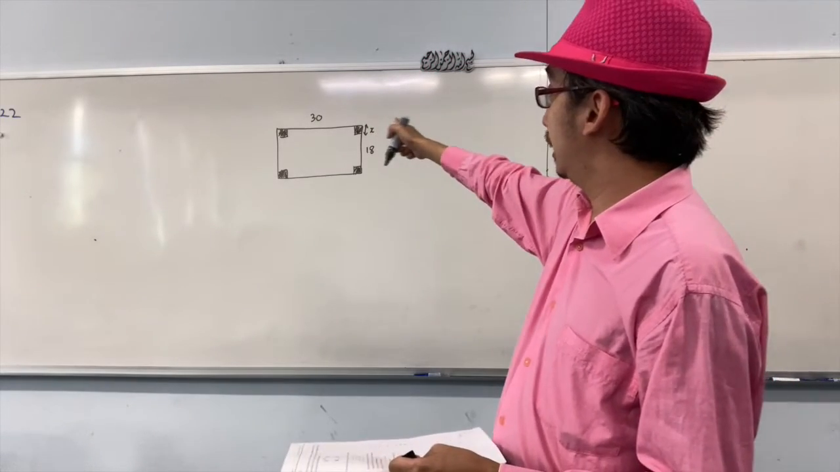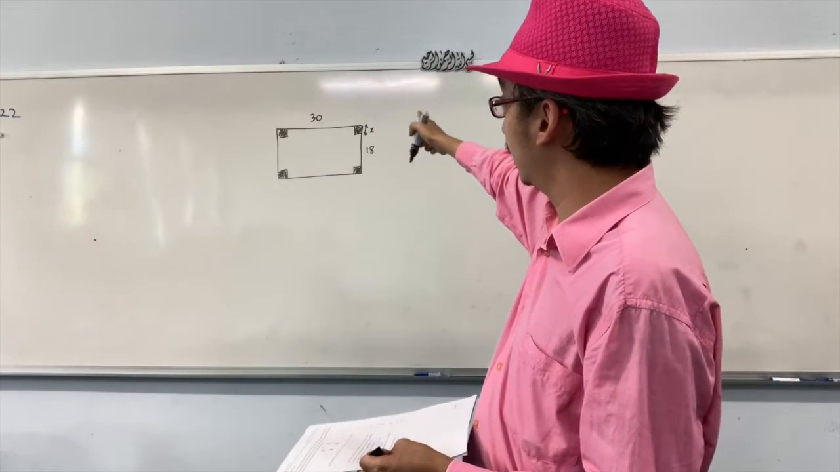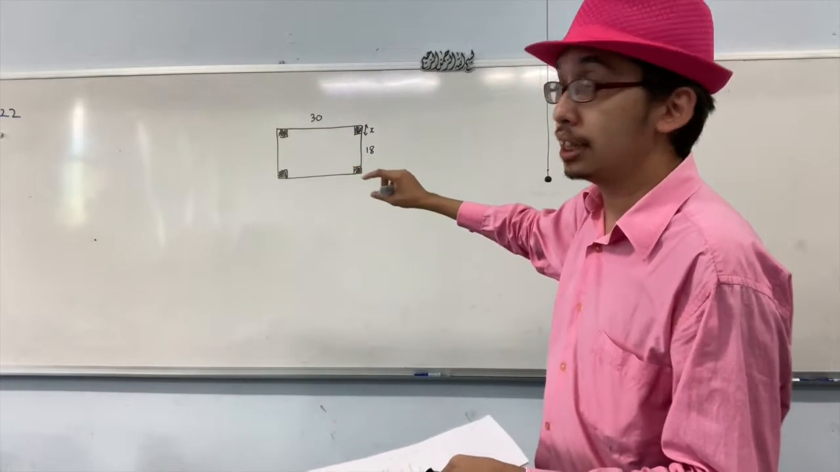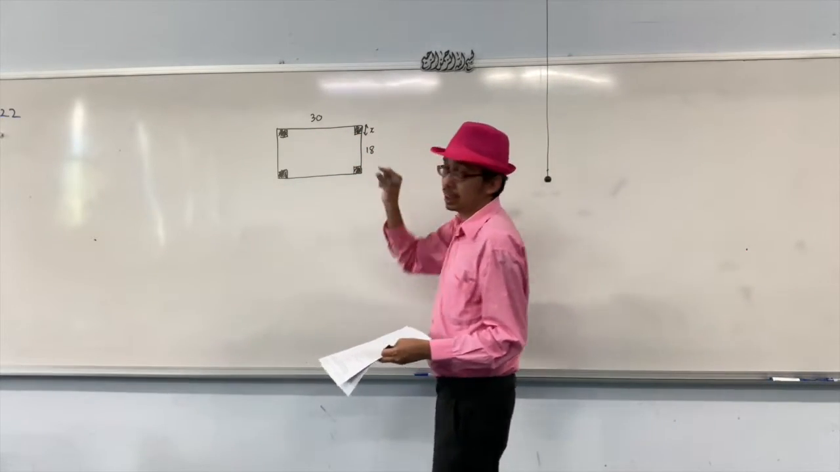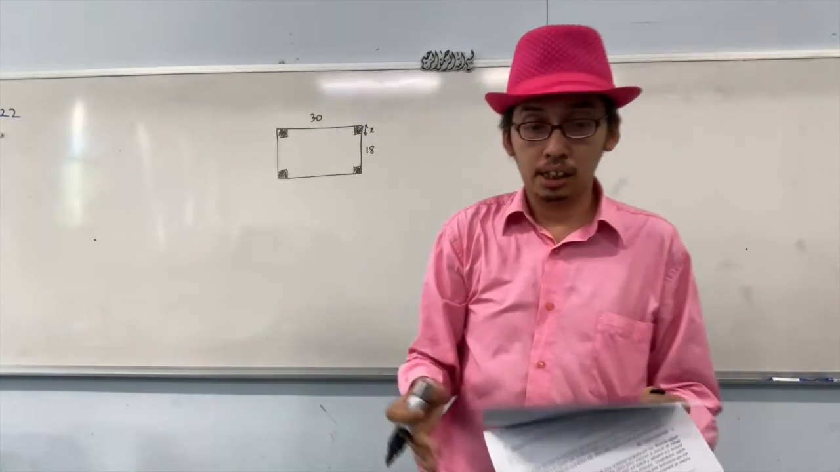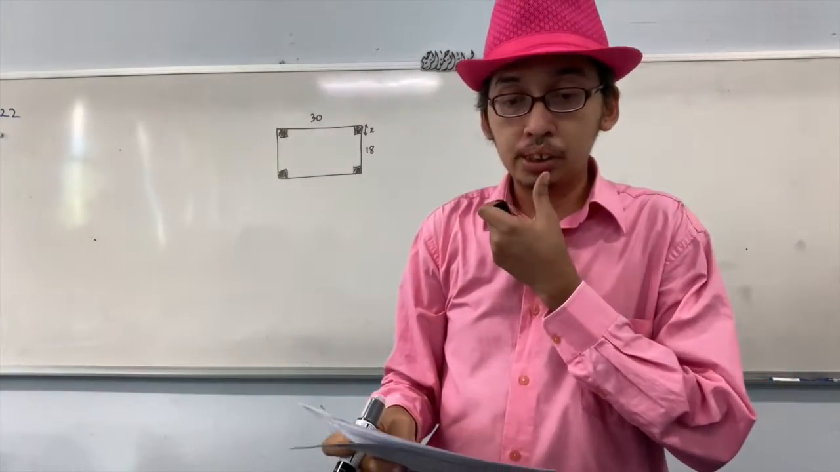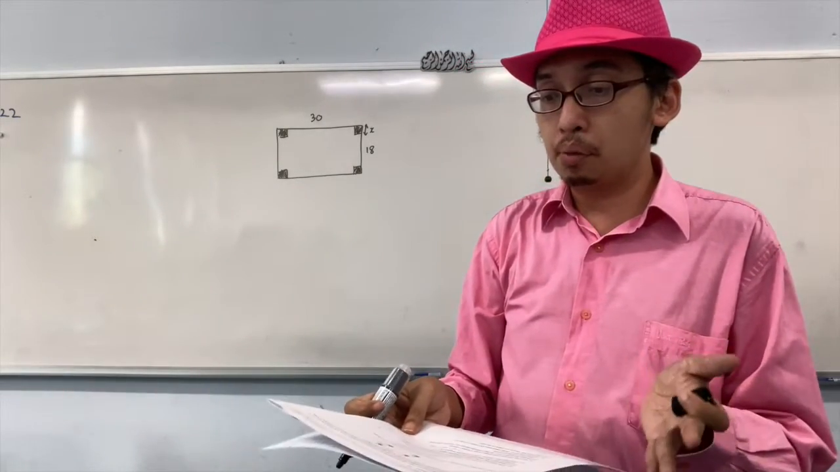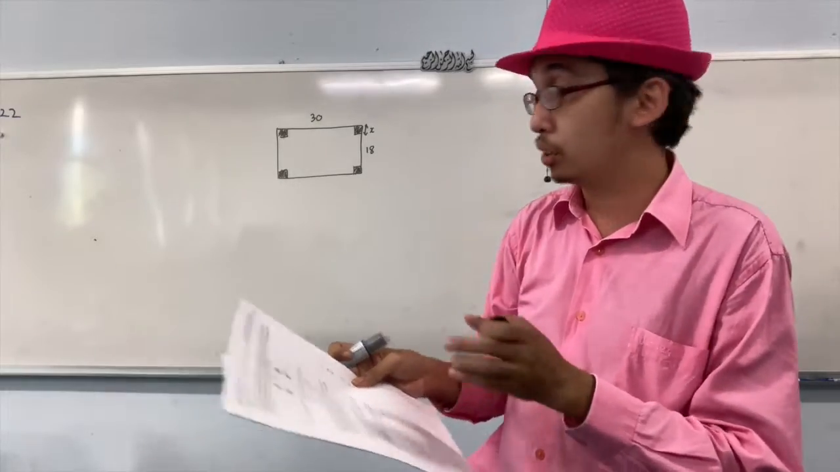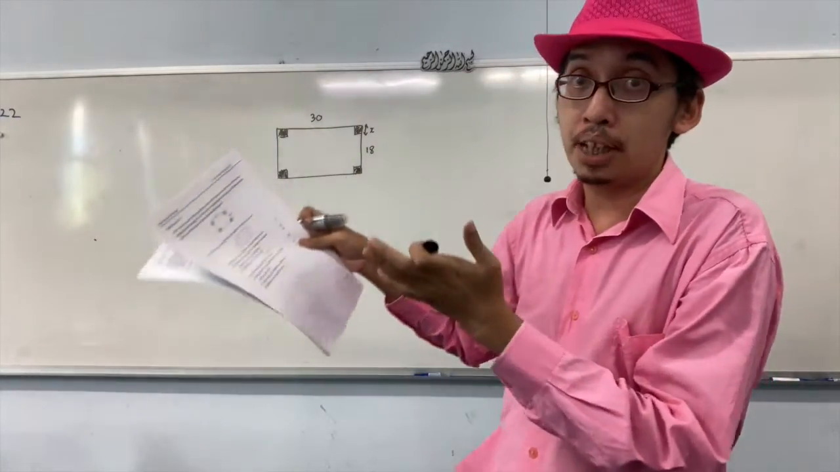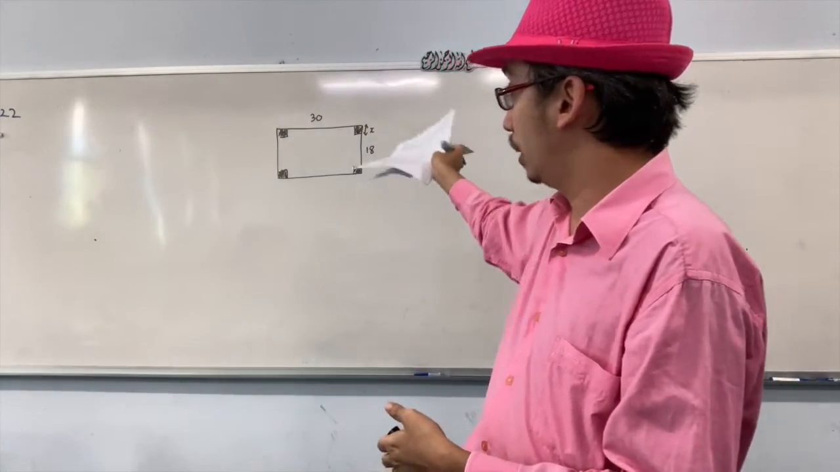The length is 30, the width is 18, but a corner is cut off where it is actually x by x. After removing the squares, Amira folds out the edges to form a box as shown. That part I'm not going to draw. So basically you can form an open box if you cut off the corners.